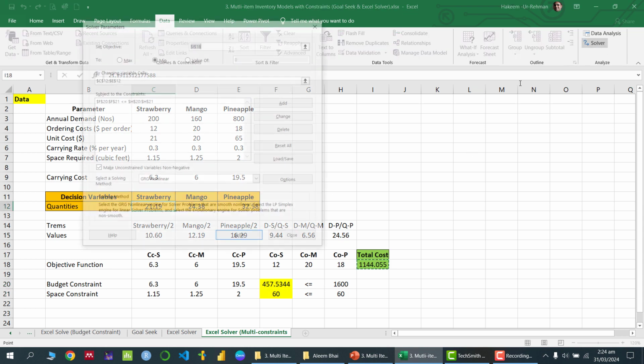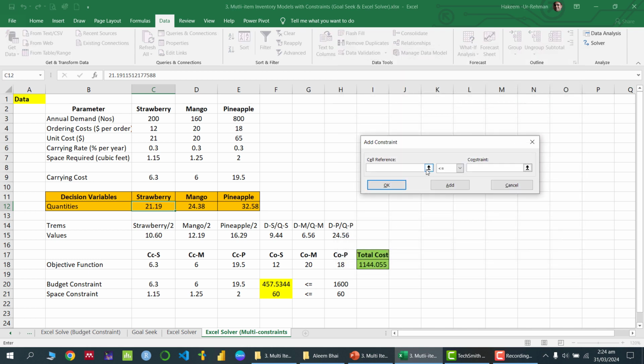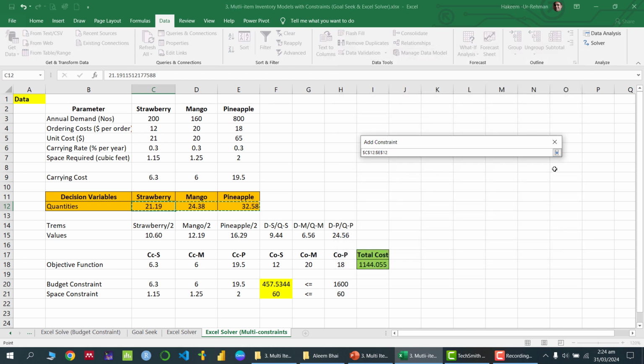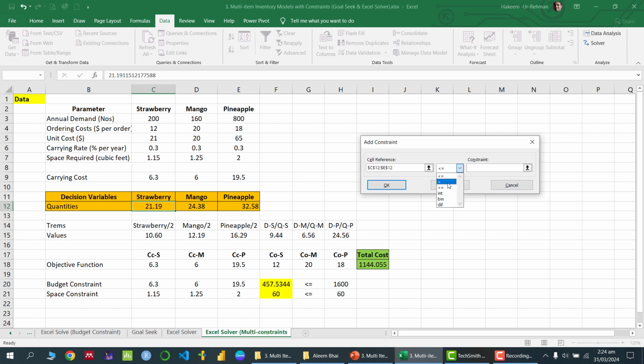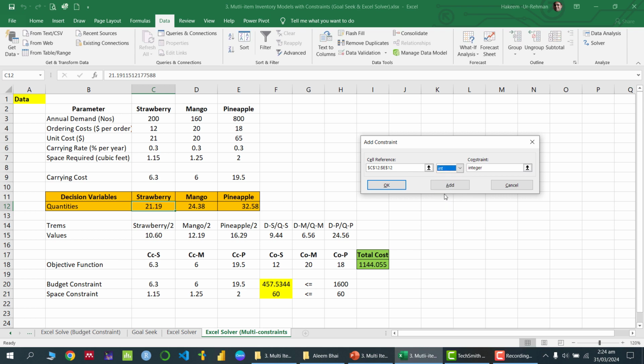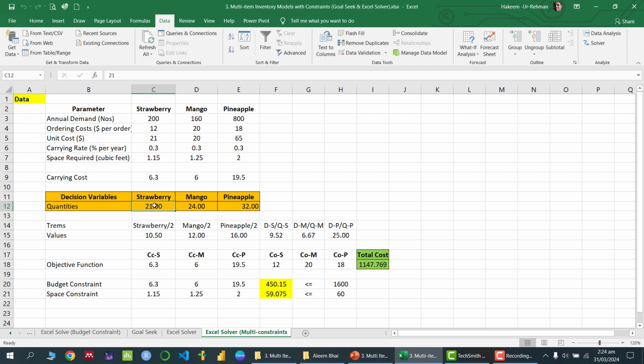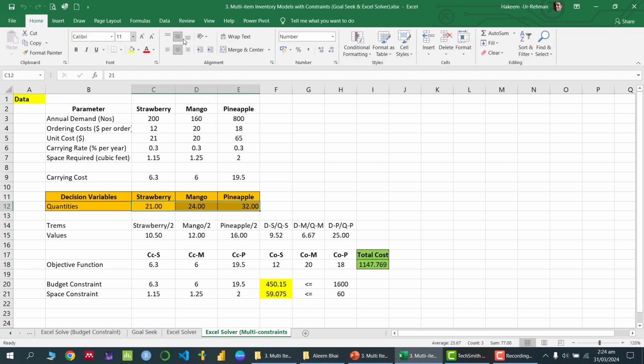But let me apply another restriction: the answer for these quantities must be in integer form instead of fractions. For that we can add another constraint that these must be equal to an integer. So press OK and solve again. Now you can get the actual values, a more realistic one. So I hope you got the idea.